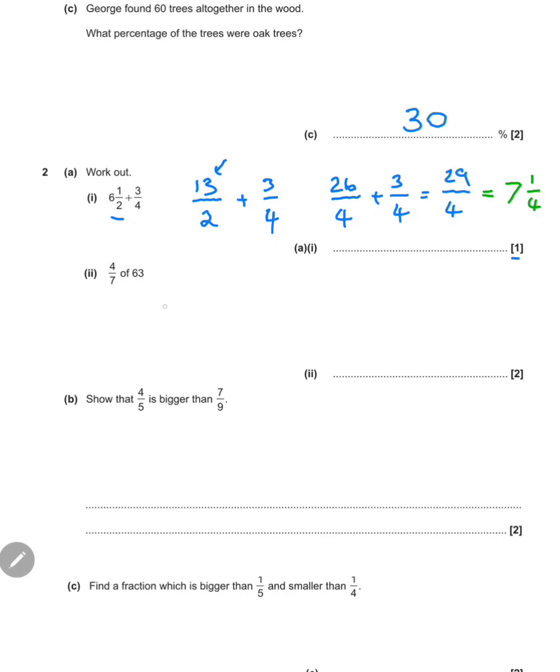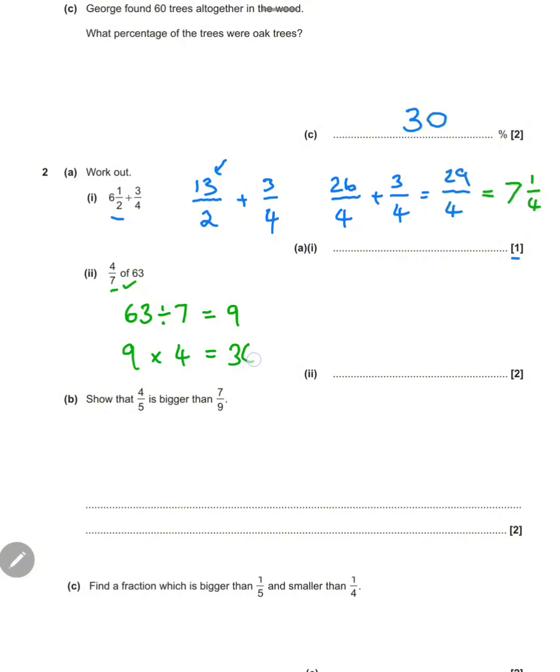Part 2, how do we find 4/7 of 63? We're going to divide by the bottom and times by the top. So we're going to do 63 divided by 7. How many 7s into 63? The answer is 9. 7 9s are 63. So we've dealt with that bit. Now we're going to take our answer and times by the top, times by 4.